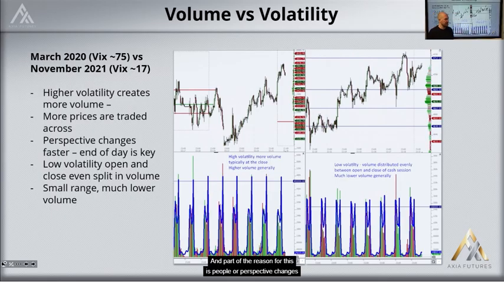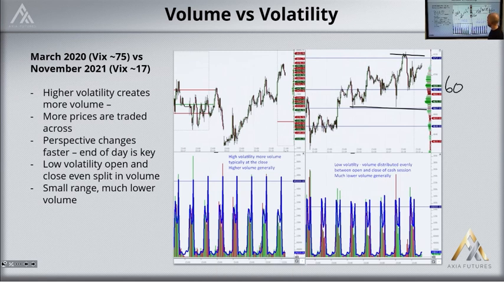And part of the reason for this is people's perspective changes so much throughout the day. People's views on what's happening shift so quickly throughout the day that the end of the day gives people more clarity than perhaps the beginning of the day. And so you get this slightly limited relative change at the beginning of the day, and then more volume going in at the end once people understand what's going on. Also, during periods of higher volatility, holding times on trades generally reduce as well. As such, people get out of trades at the closes more so than they do in lower volatility periods.